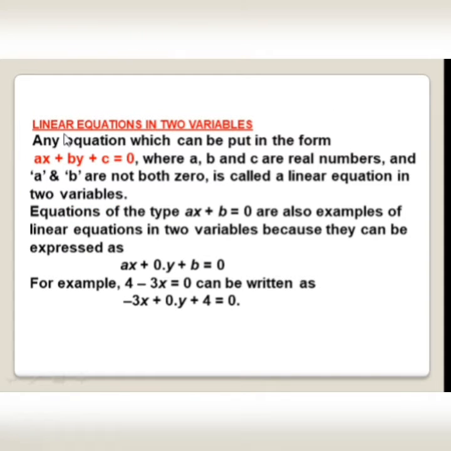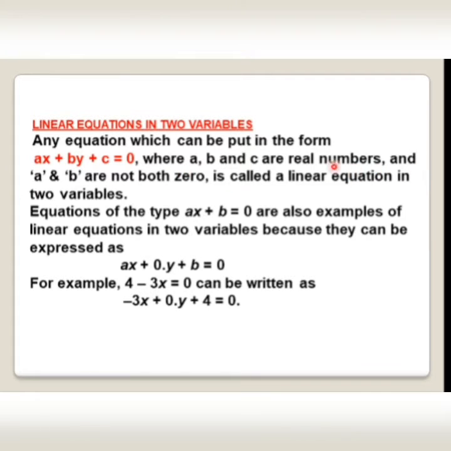Okay, now see बच्चे, just see what they are saying. Linear equation in two variables: any equation which can be put in the form ax plus by plus c is equal to 0. We can see very clearly here we have two variables, बच्चे. One is x and one is y. This a, b, c are not variables, they are constants. Okay, where a, b, c are real numbers.